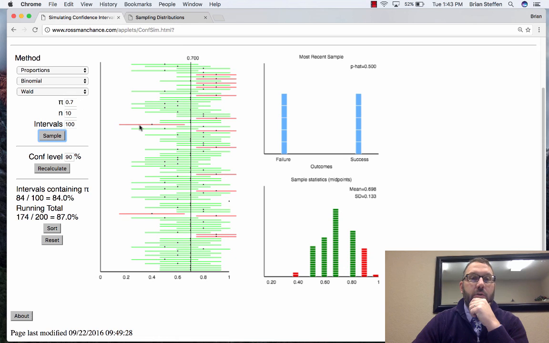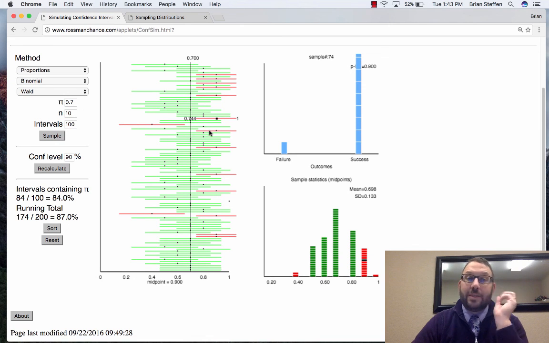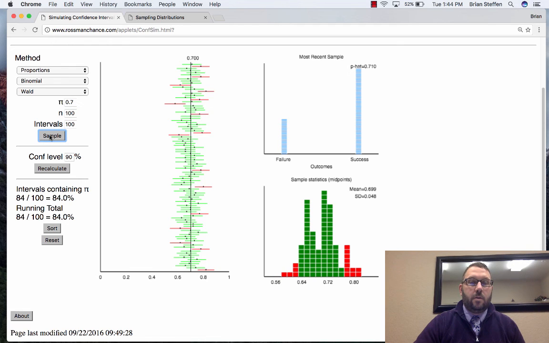See, they're not quite as narrow. Now, here though, you'll see that the intervals actually have different widths. And that's because proportions and how they do calculations for sigma is slightly different. All right, but if I increase my sample size to 100, look at that. My intervals are so much narrower now.